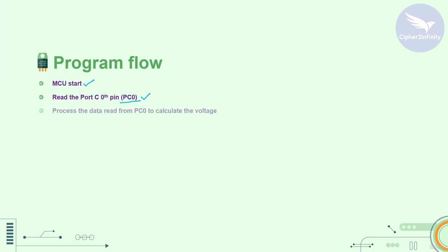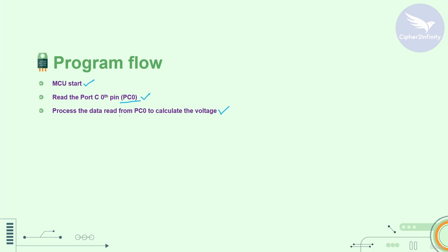After that, the next point is process the data read from PC0 to calculate the voltage. So the controller is going to process the data which it read from PC0. It's because this time the data is going to be analog data, and the controller is going to process that data, and after that it's going to calculate the amount of voltage which is available at the center pin of the preset, or which is available on the PC0.